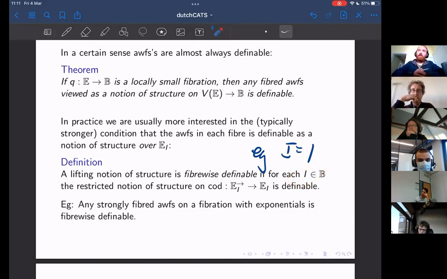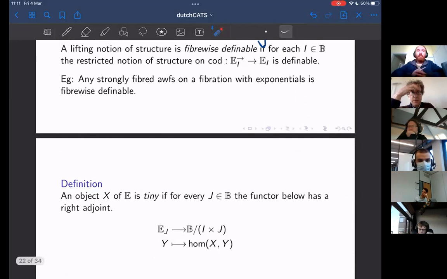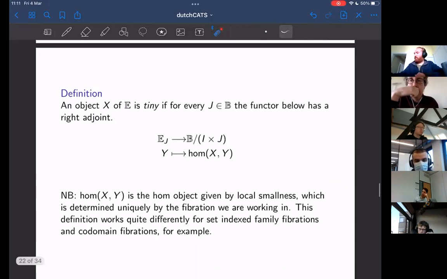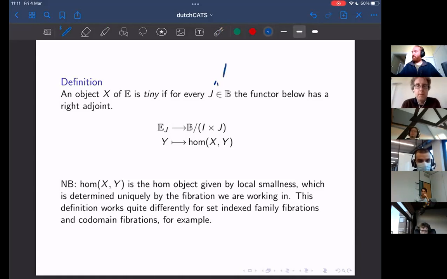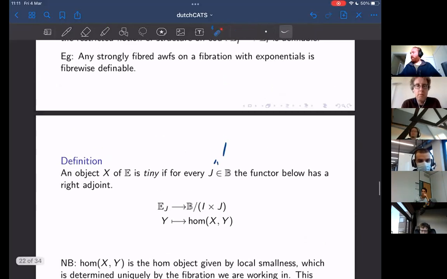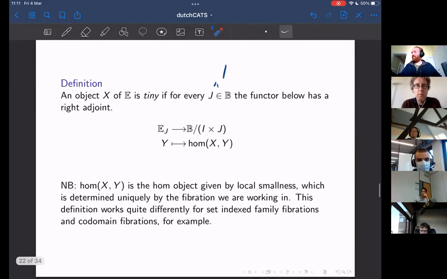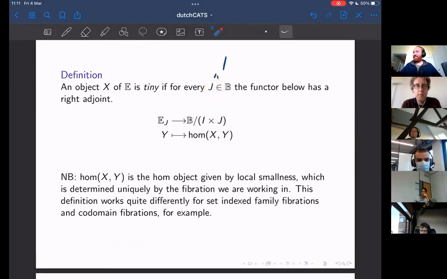But even if you state this condition just for the terminal fiber, what does it add or say exactly? Okay. It turns out that if we're just looking at the terminal fiber for definability, then we can also take the J here to be 1 as well. So the I here is the same as the J here, if you like. Okay.